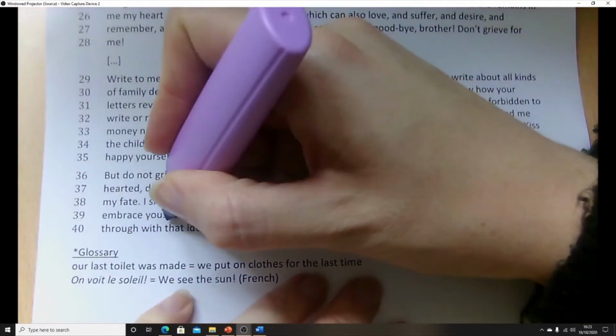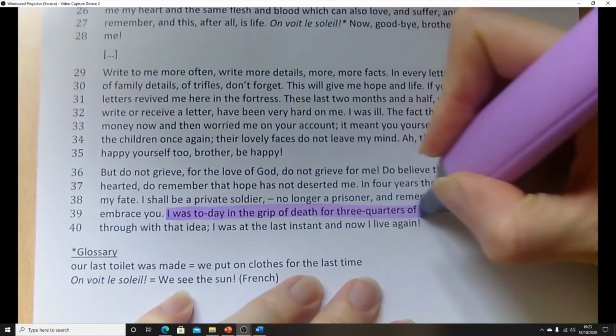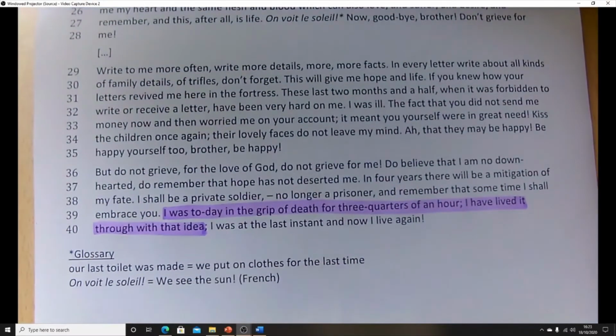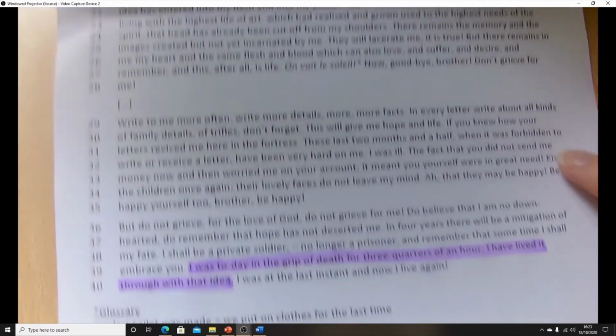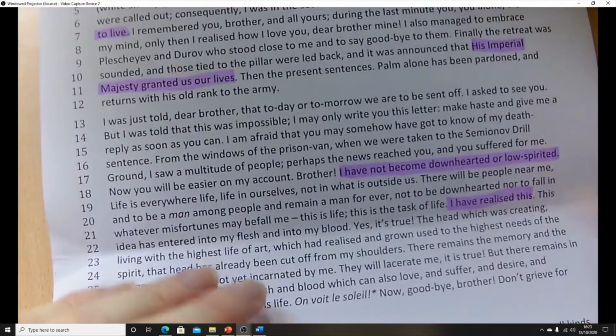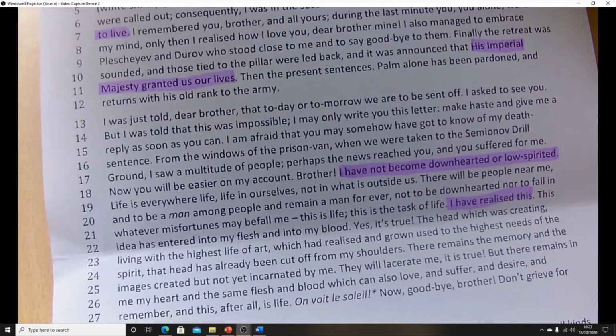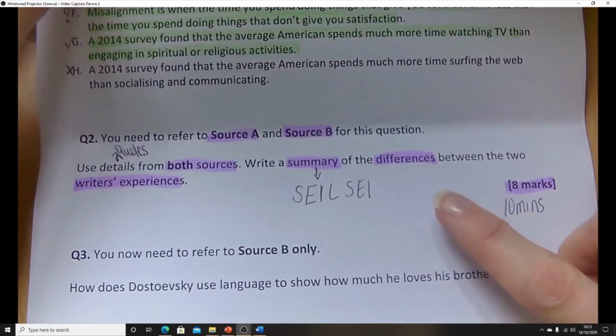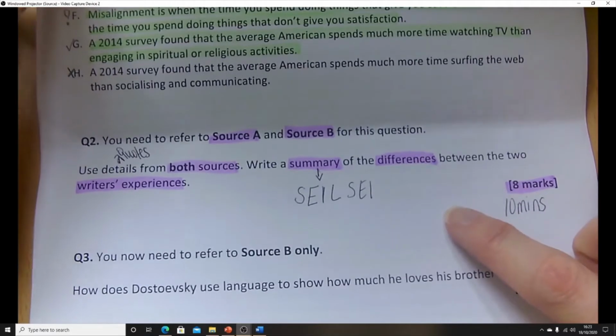So again, it comes back to his experience that for those 45 minutes, he believed that he was going to die. So very much a personal experience for him, where he's had to undergo this sort of mental torture of knowing that his death was imminent. So what I will do now, I'm going to use these two sources and select at least two things that I want to compare for that question. So if I bring that question back, remember what I am looking at is I want to write a summary of the differences between the two writers' experiences.